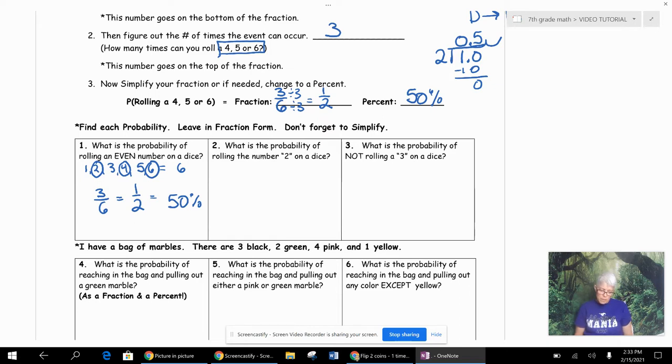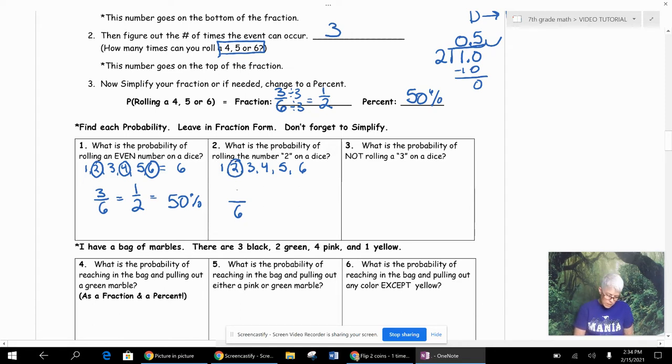What is the probability of rolling a 2 on a dice? Again, there's 1, 2, 3, 4, 5, 6. Those are all the sides of a dice. And so that's 6 possible outcomes, which is always the denominator. Then we look at how many times 2 is one of those chances. Well, I only see 2 here one time.